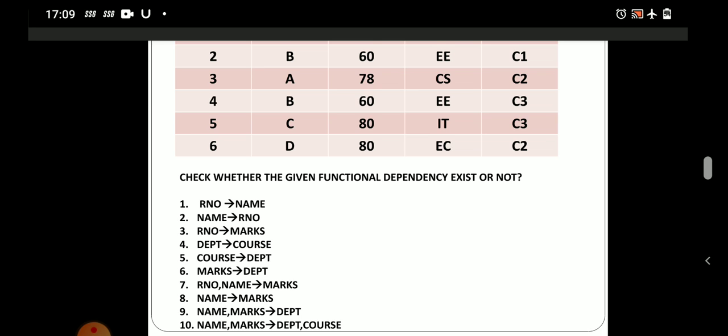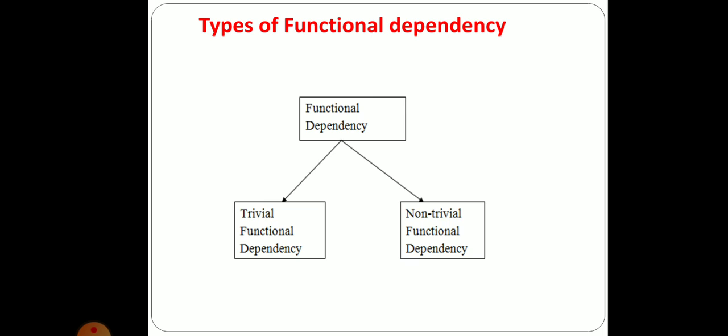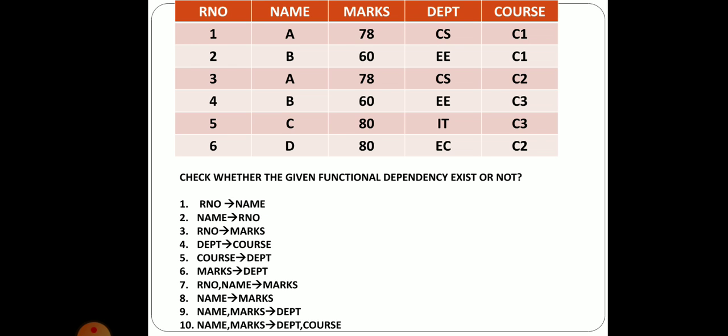Now check for the second one. In this we have to check name to roll number. Can we identify roll number with the help of name? You can see that names are repeating. We have the same name multiple times, like name A is having marks 78, then in the third row again name A is having marks 78.